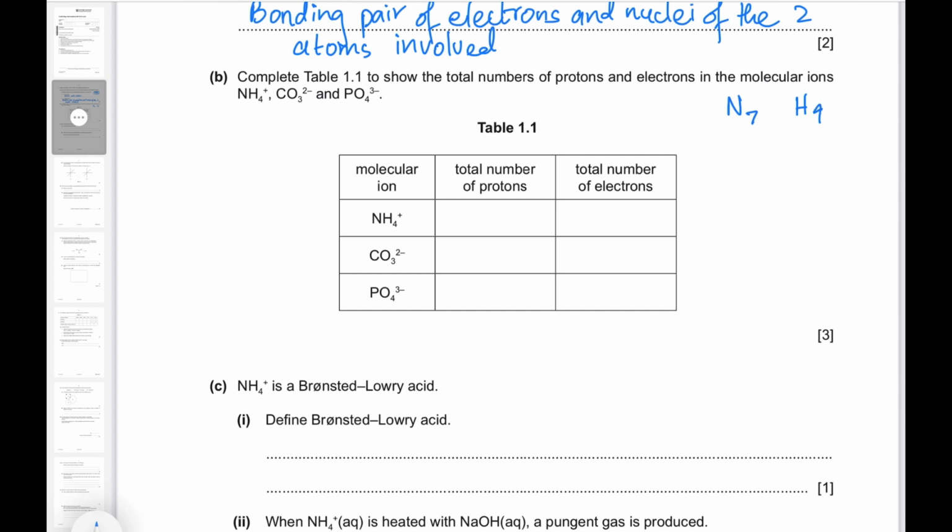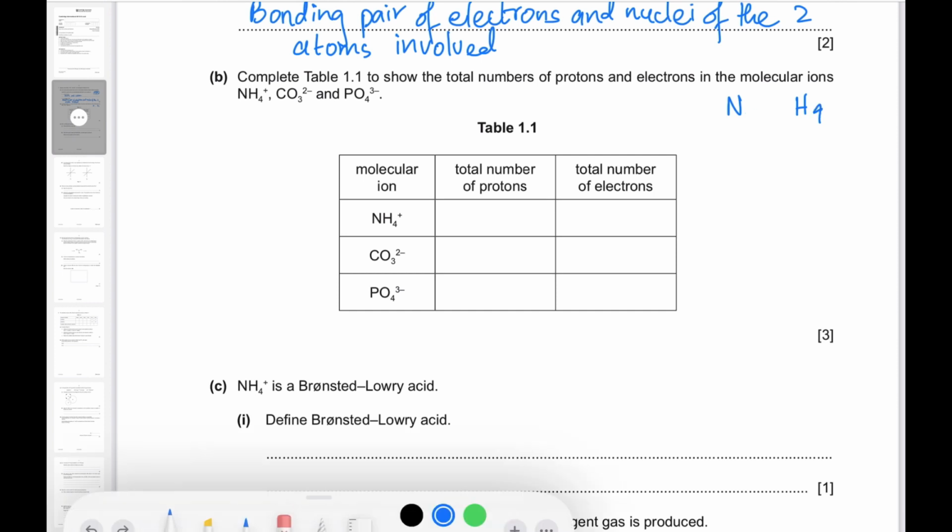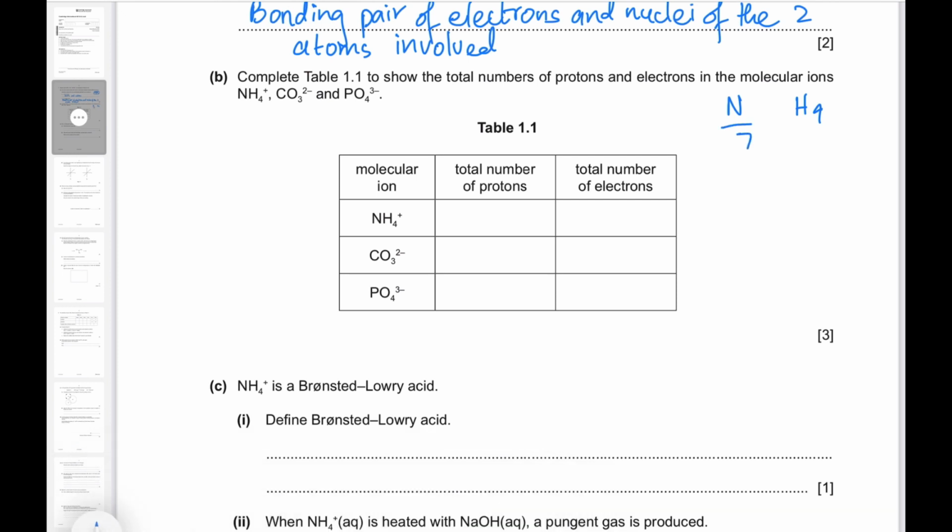So the atomic number of nitrogen, or the proton number, is 7. The proton number of hydrogen is 1. Since you've got 4 atoms, you would multiply that by 4, and that's 11. Now you've got a charge of +1, which means this ion has 1 less electron than the total number of protons, which makes the number of electrons 10.